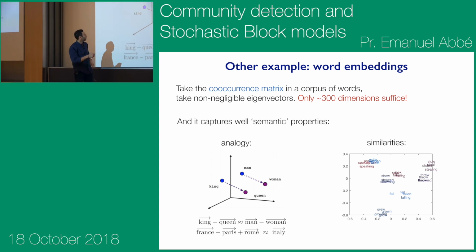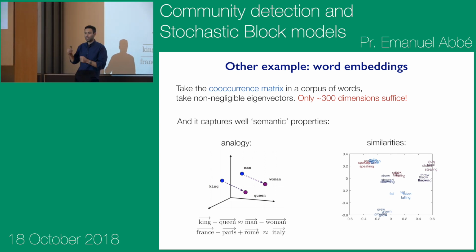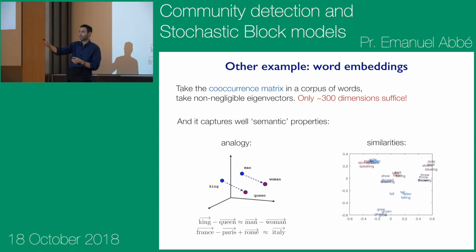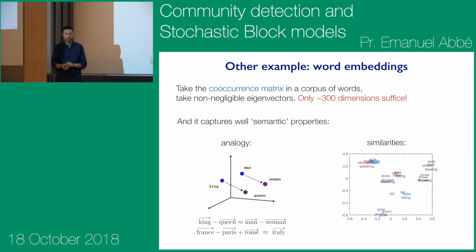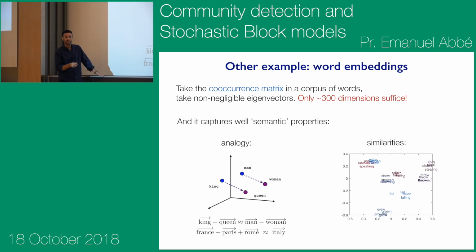But if you take the vector for king and queen and you subtract them, then you get essentially the same vector as when you subtract man from woman. So what king is to queen is preserved in that Euclidean embedding, from man to woman. And if you do, for example, France minus Paris plus Rome, and you work with those Euclidean vectors, then you get something which is close to Italy.